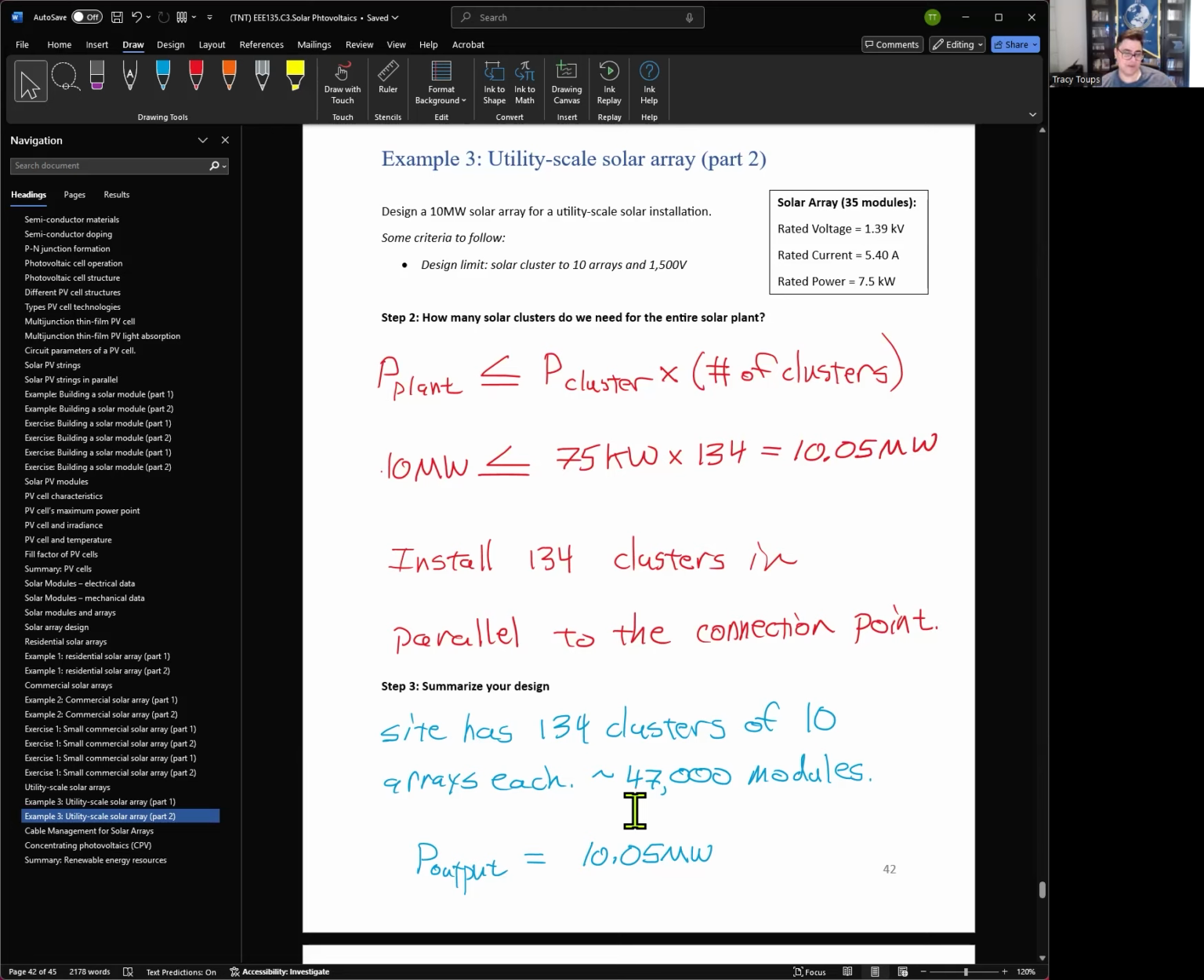47,000 modules. And your total output power is 10.05 megawatts. Okay. I don't know about you, but 47,000 is a lot. That's like warehouses full of modules. So just think about when you order a module, Amazon comes in your box in your front lawn. Just remember that at utility level, we're ordering almost 50,000 of those and just littering the landscape with them. Okay, that's how you make utility scale solar sites.